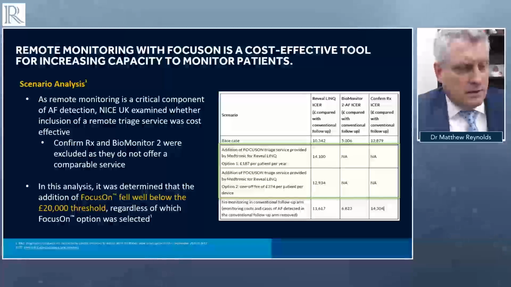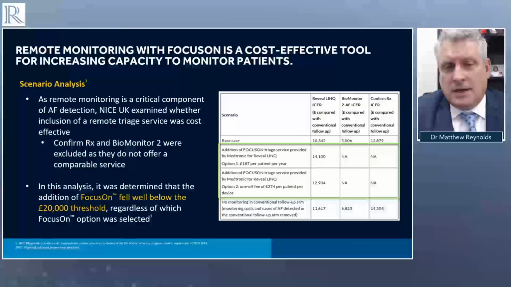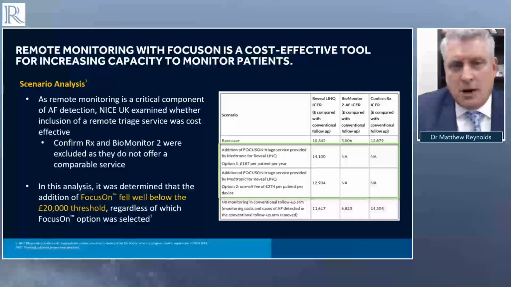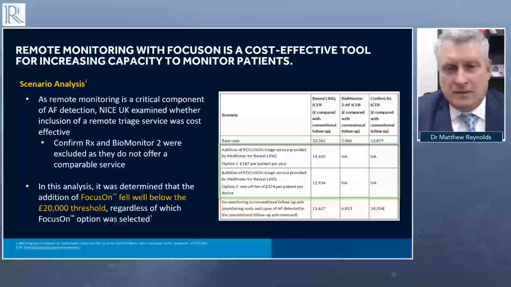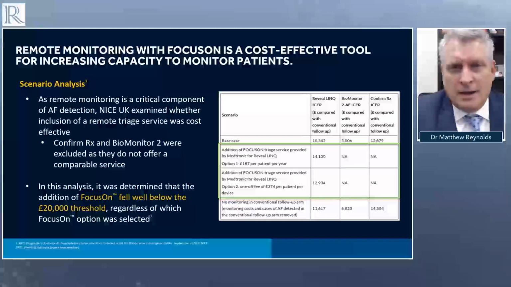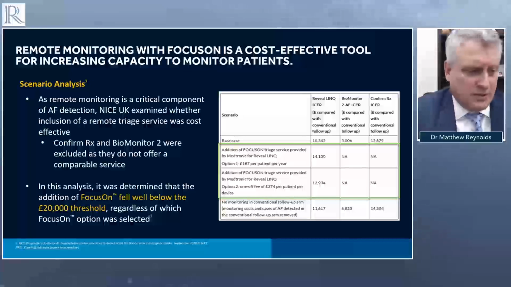And NICE, when they reviewed this application, actually explicitly modeled as a scenario analysis the impact of the FOCUSON program to the cost effectiveness of this strategy. And as Klaus mentioned, this slightly increased the cost effectiveness ratio, but still it remained well below this 20,000 pounds per QALY reference point.